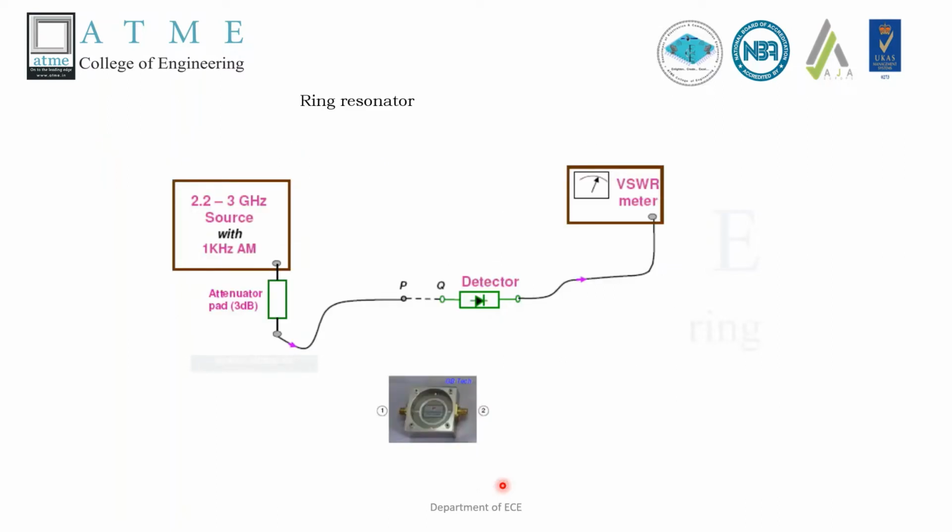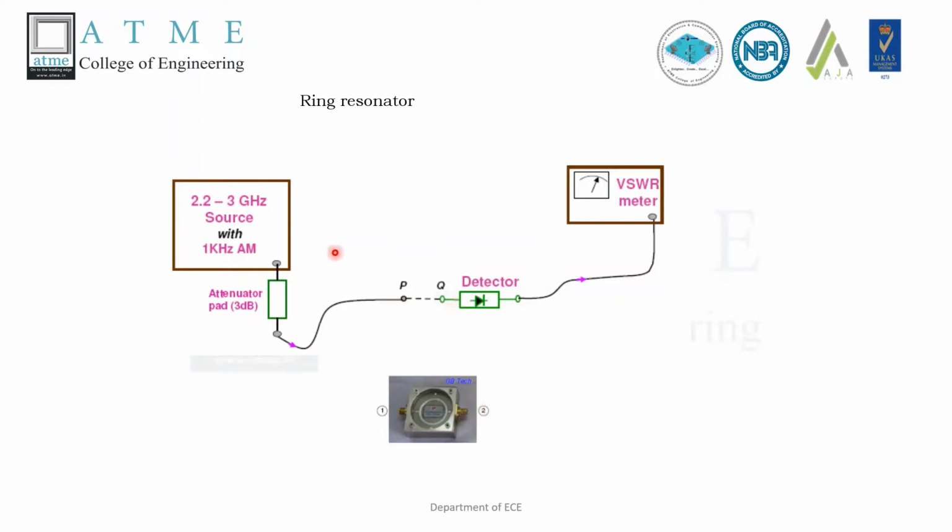The connection has to be set up as shown in the figure. Assemble the setup like this. Insert the ring resonator, this is the ring resonator, between P and Q, with port 1 as the input port connected to P and port 2 as the output port connected to Q.